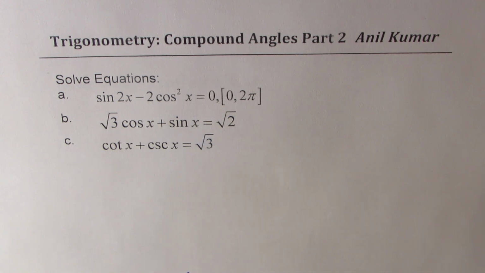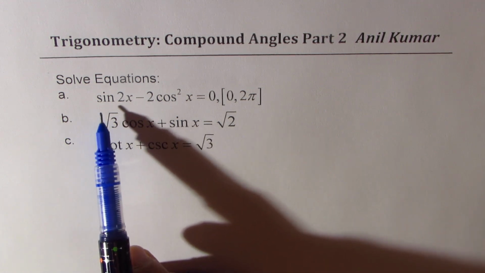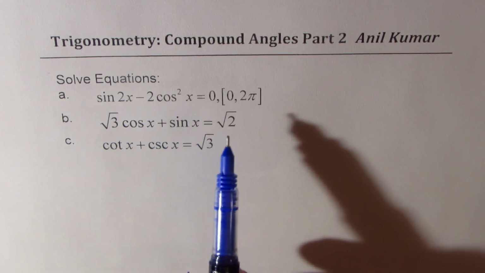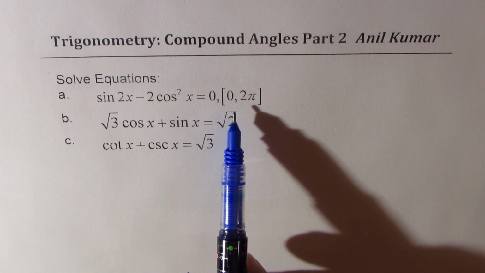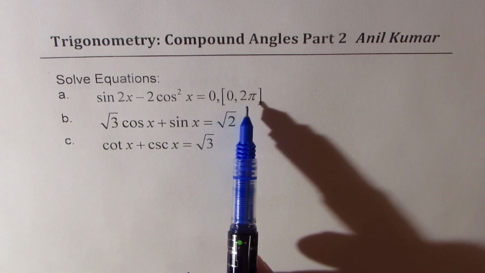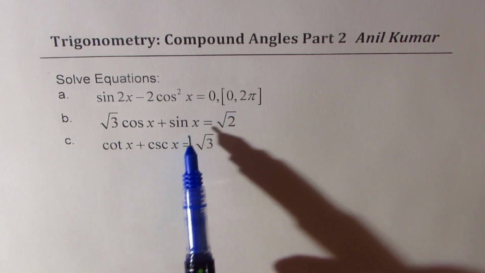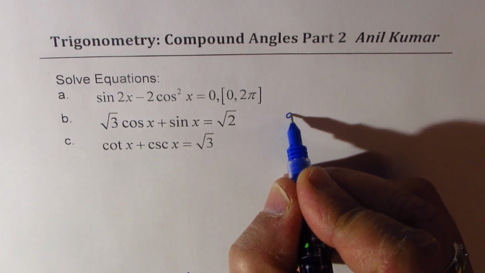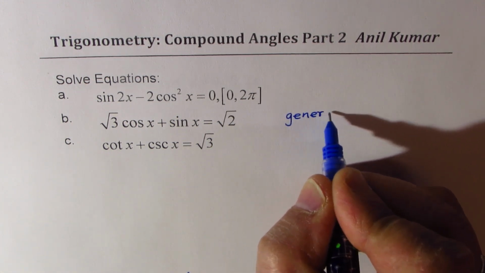Here are 3 examples which are very popular, and if you do these examples, you should be in a position to solve most of the trigonometric equations involving compound angles. The first one is sin 2x minus 2 cos squared x equals 0, and we need to write the answer in a specified domain, 0 to 2 pi. For the other two, we have to provide general solutions. Whenever the condition is not given, you have to provide the general solution, right?